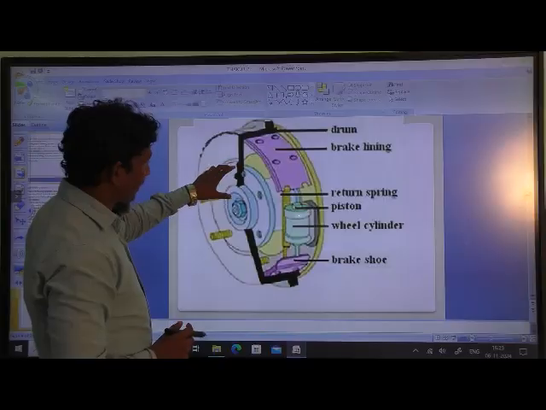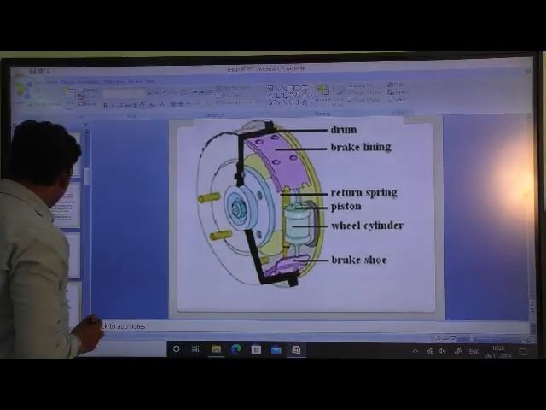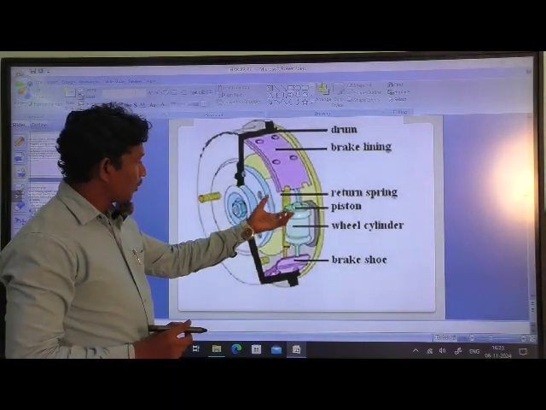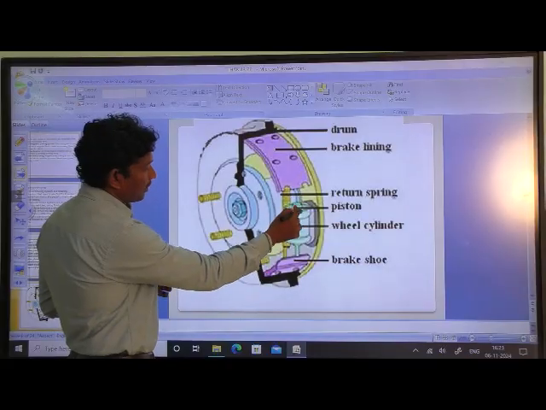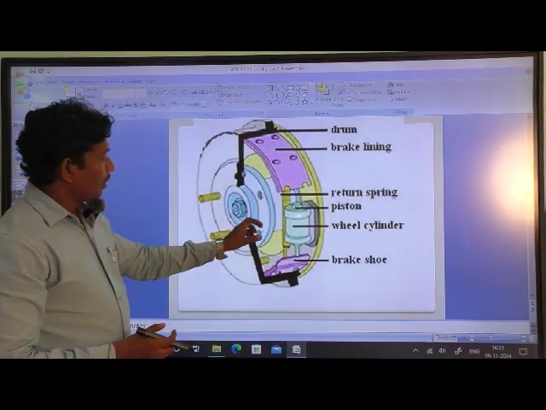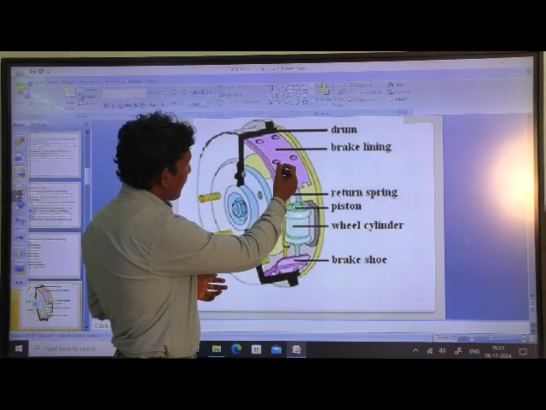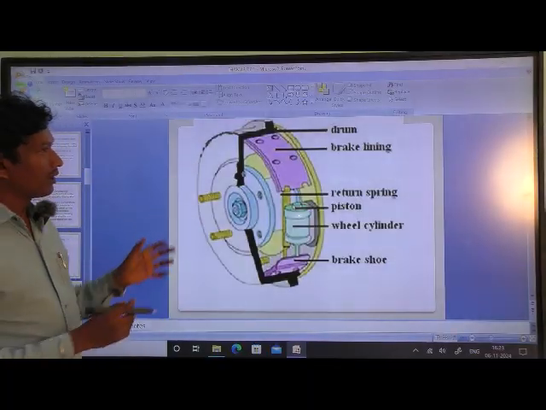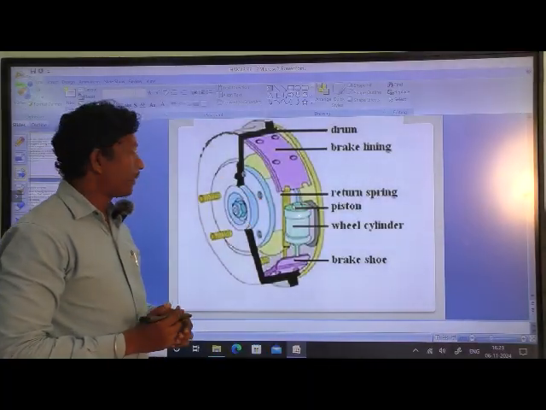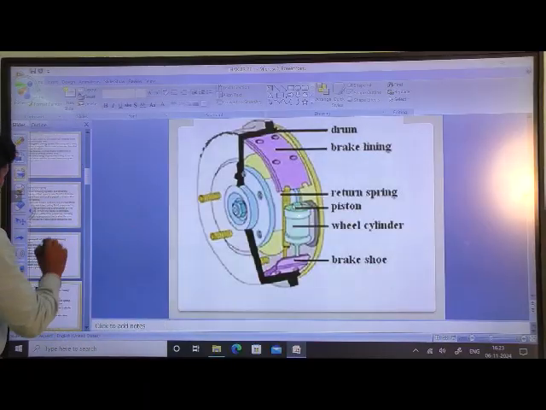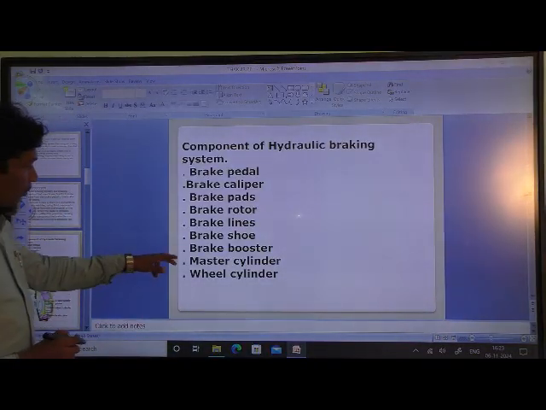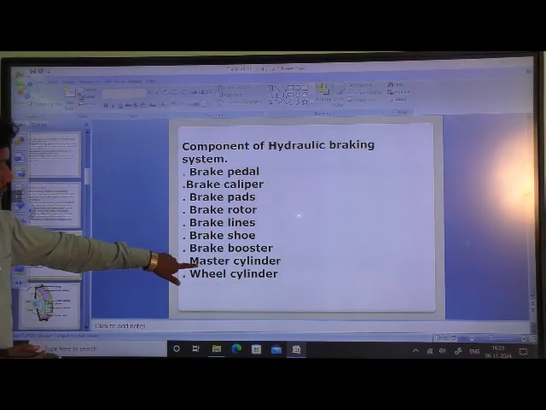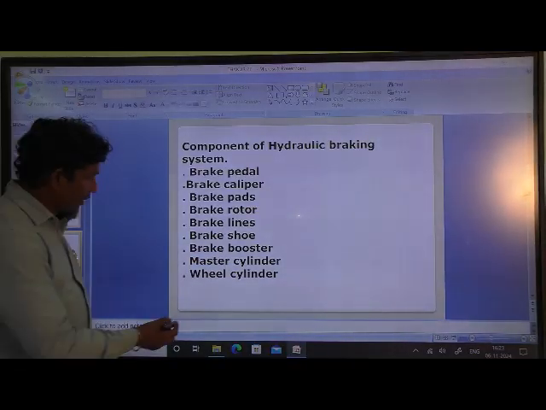Whenever we apply the brake in the hydraulic braking system, the pressurized fluid comes to the wheel cylinder. In the wheel cylinder, two pistons are present which extend the brake shoe and brake lining toward the brake drum. When the brake shoe contacts the brake drum, the brake is applied. In the hydraulic braking system, the main component is the master cylinder.